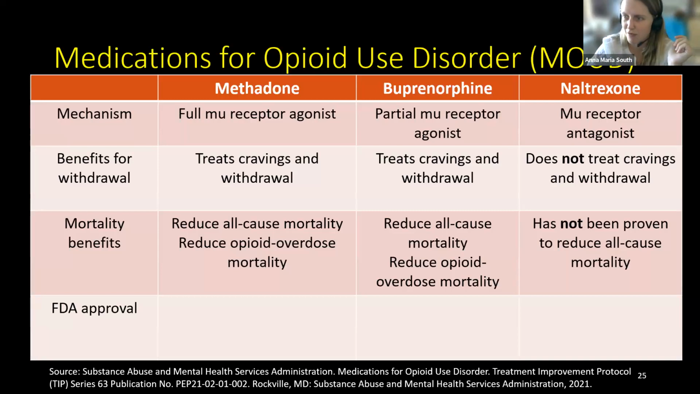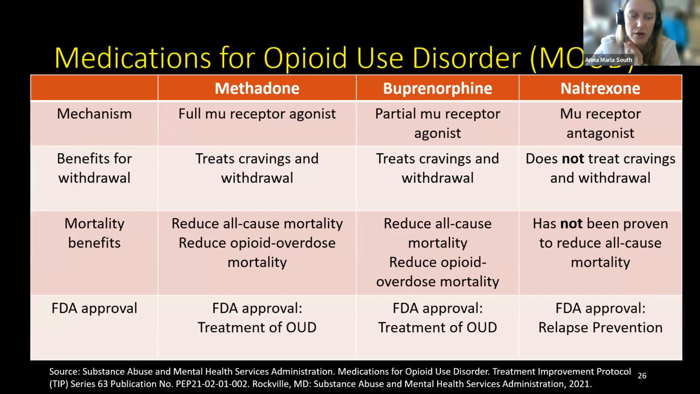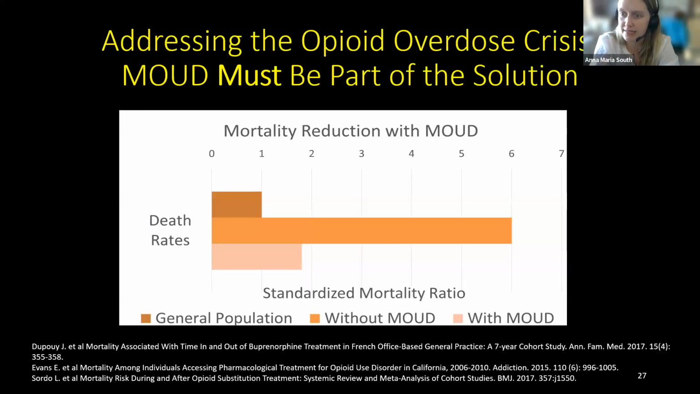And then for the medicine people here, the FDA approval is slightly different. Methadone and buprenorphine are approved for the treatment of opioid use disorder, but naltrexone or Vivitrol is approved for relapse prevention. So now that we know that there are three medications, and that they all work slightly differently, let's talk about the mortality. And I think this slide is the most important thing to understand about medications for opioid use disorder.